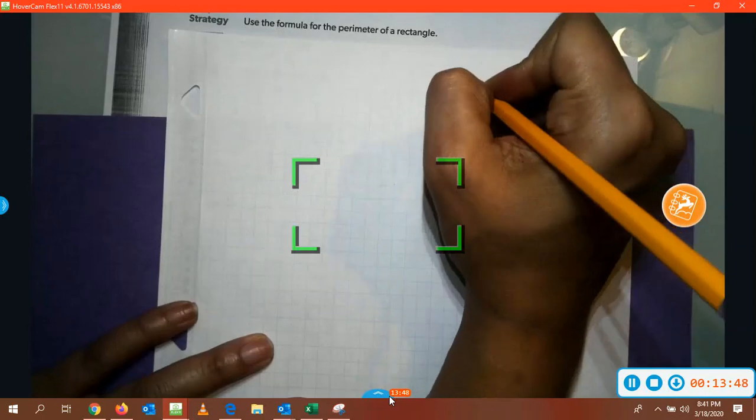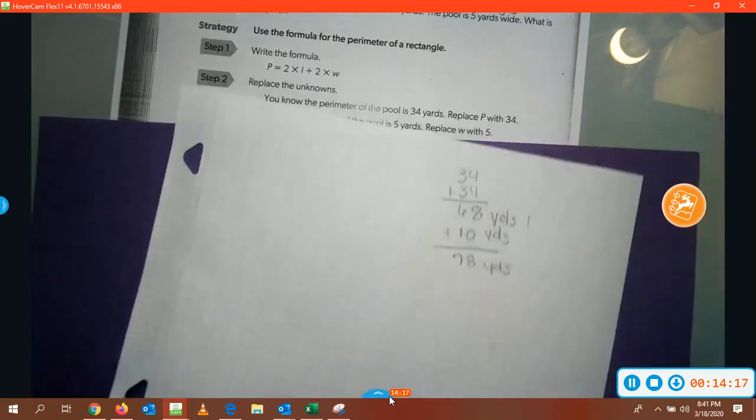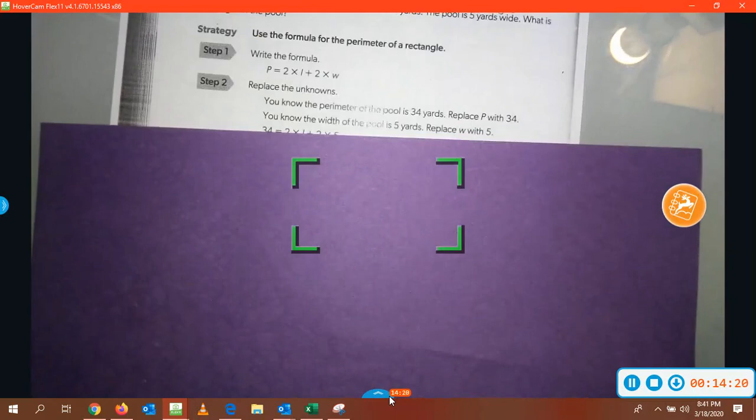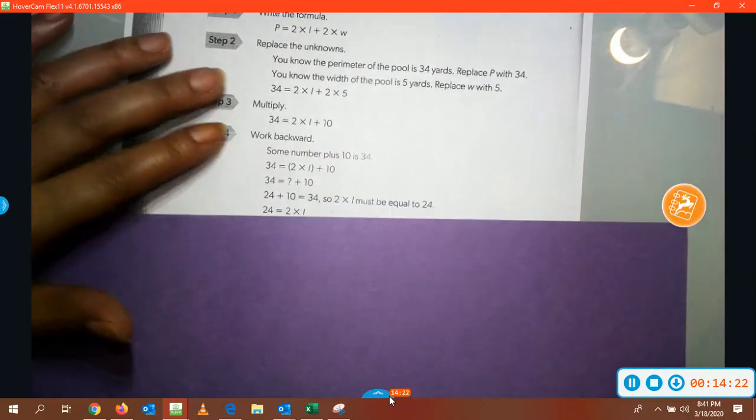So let's just add all sides. This is another way. 34 plus 34. 4 and 4 is 8. 3 and 3 is 6. So we know that it's 68 yards long. I mean, both of those sides are the length. And then 5 plus 5 is 10. So we add 10 to our 68. That will give us 78. So the perimeter of this rectangular pool will be 78.